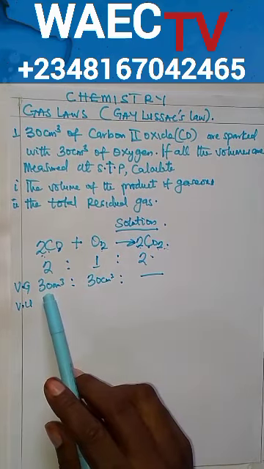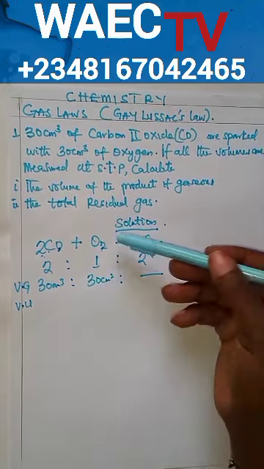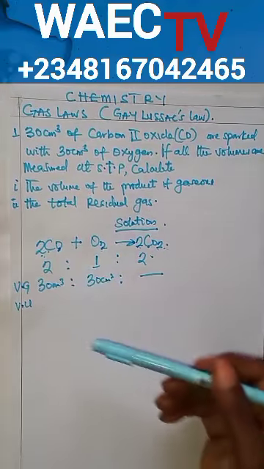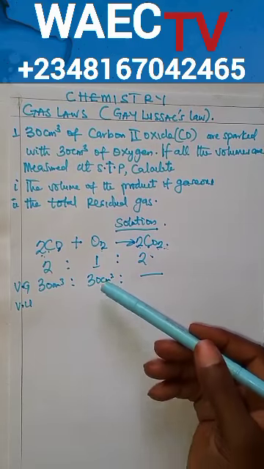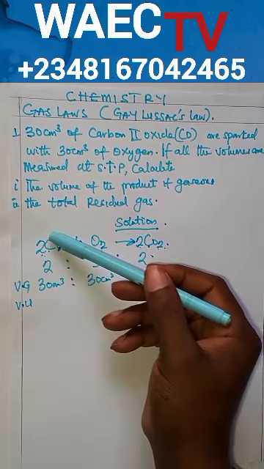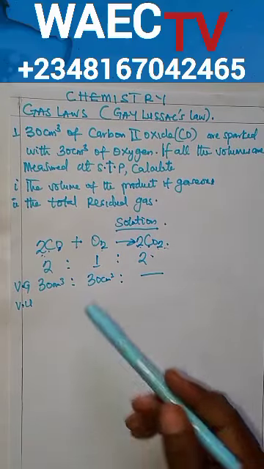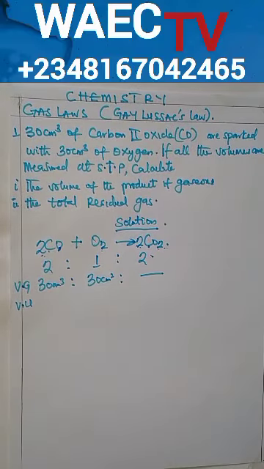If I decide to use 30 cm³ of oxygen, it means I need 2 portions of 30 of CO for the reaction to complete, meaning I will need 60 volumes or 60 cm³ of CO, which I don't have. So what does this mean? It means that CO becomes my limiting species.